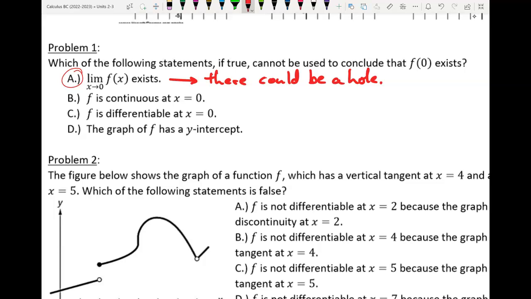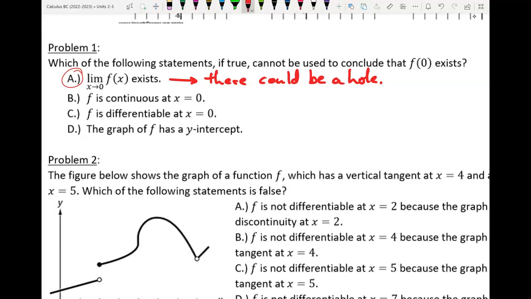Yeah, if it's continuous, is there a value? If it's differentiable, is there a value? Yes, because if it's differentiable, it's continuous, and thus there's a value. If there's a y-intercept, is there a value? Yeah. Just because there's a y-intercept does not mean that there's necessarily continuity, but that's not what they're asking. They're asking about a value, right?